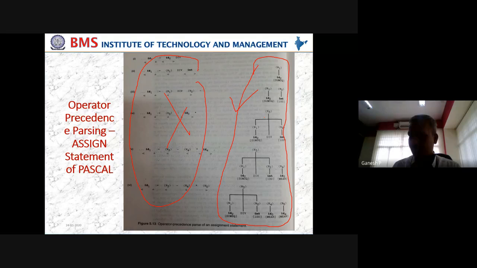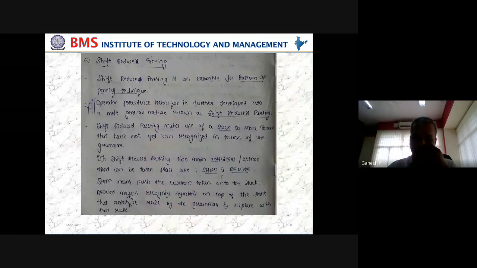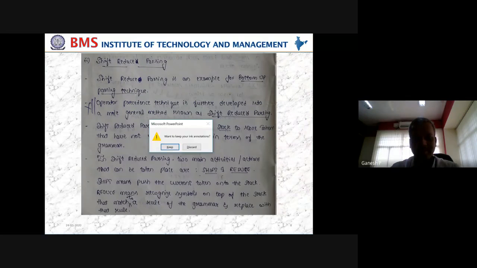If you have no doubts, we'll move to the next topic. Okay. Fine. So next is shift reduce parsing. Before we go to shift reduce parsing, let me show a small video so that you can understand what it is.